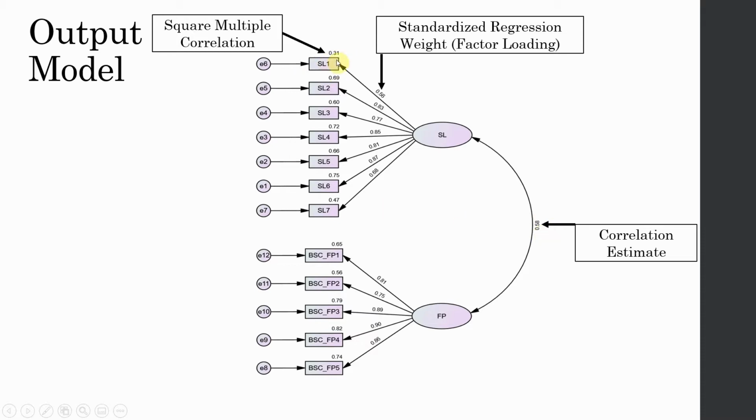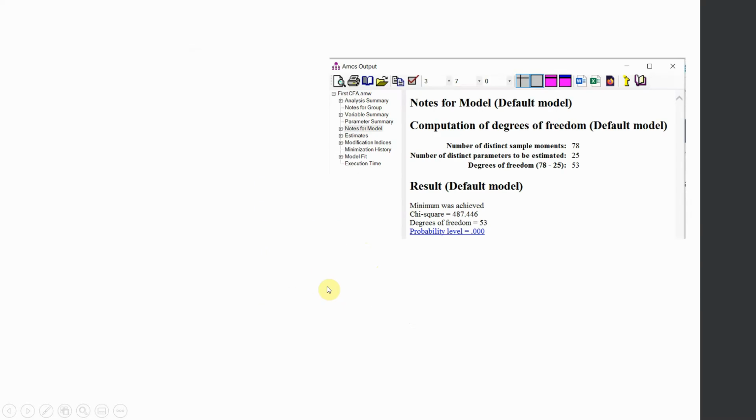This is square multiple correlation, that is the square of this value here. So if you square this value, you will get 0.31. Similarly, for financial performance as well. These are the loadings and these are square correlation.